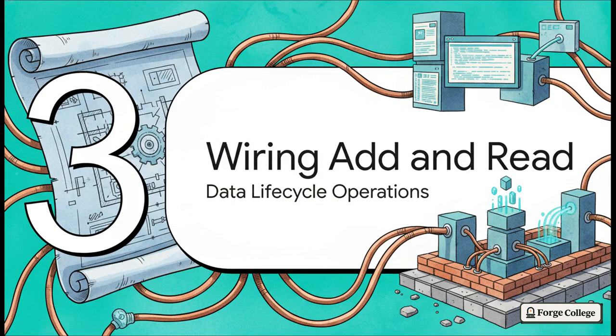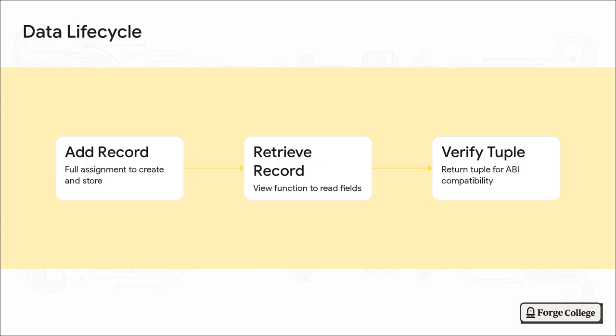Section 3, wiring add and read. Data lifecycle operations. Let's take a look at the actual lifecycle of our data here. Step 1 in our data lifecycle is adding a record via full assignment. That means slotting all the fields into memory all at once. The name, balance, caller address, and active status, and putting it right into our mapping. Then step 2, we retrieve the record using a view function. And finally, step 3, we verify the return tuple.